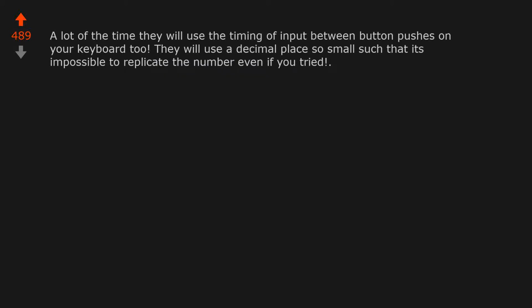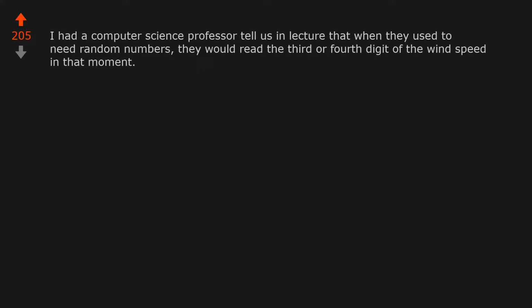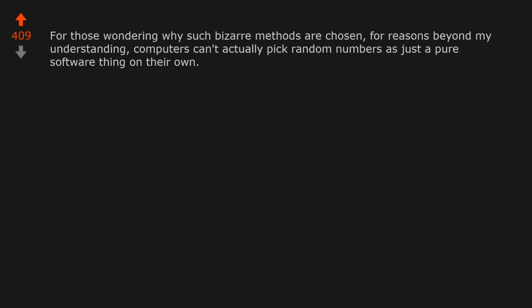A lot of the time they will use the timing of input between button pushes on your keyboard too. They will use a decimal place so small such that it's impossible to replicate the number even if you tried. I had a computer science professor tell us in lecture that when they used to need random numbers, they would read the third or fourth digit of the wind speed in that moment. Pretty clever. For those wondering why such bizarre methods are chosen, for reasons beyond my understanding, computers can't actually pick random numbers as just a pure software thing on their own.